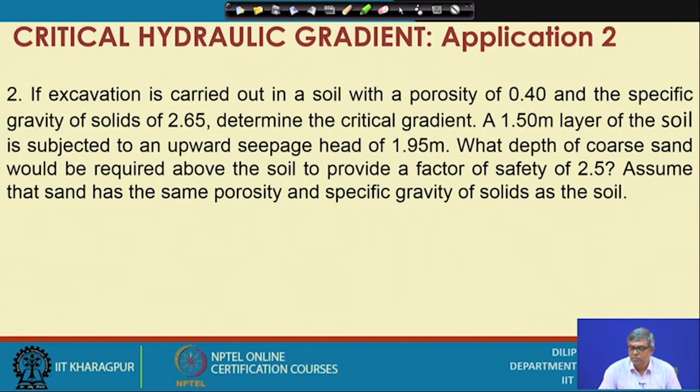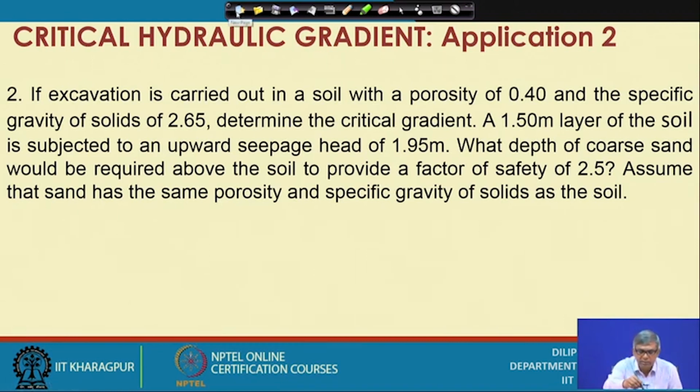What depth of coarse sand would be required above the soil to provide a factor of safety of 2.5? Assume that sand has the same porosity and specific gravity of solids as the soil. So when you do the equilibrium, you need to find the unit weight, so void ratio etc. is required. The sand that will be used, its porosity is given and can be assumed the same. So if you do that, how will you proceed?